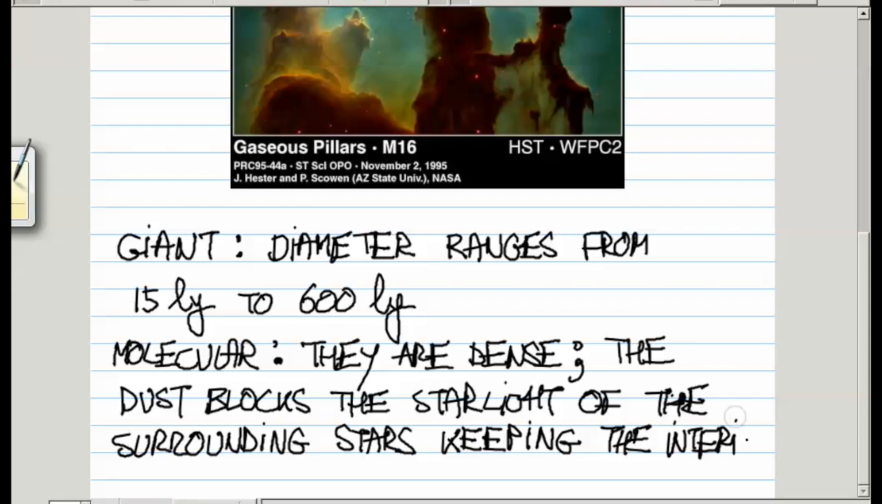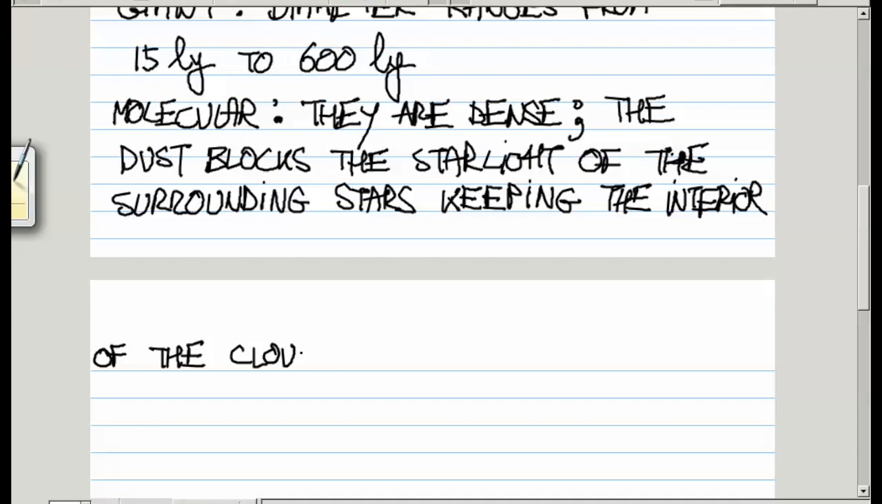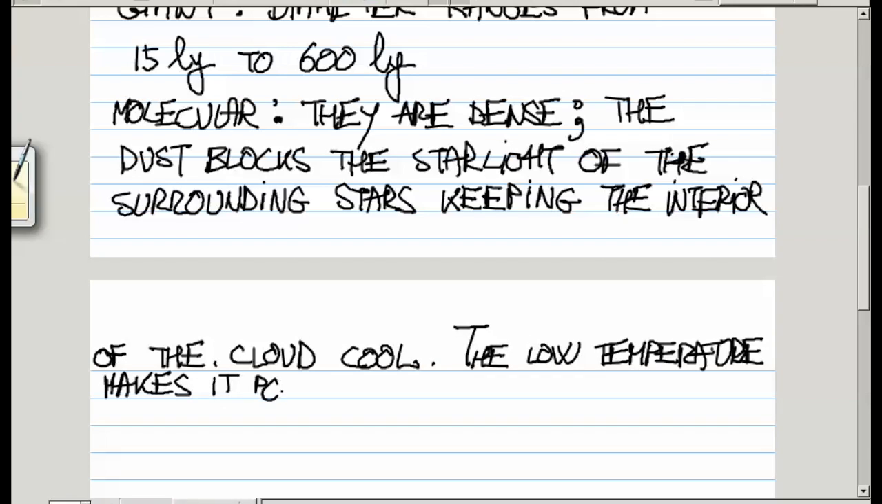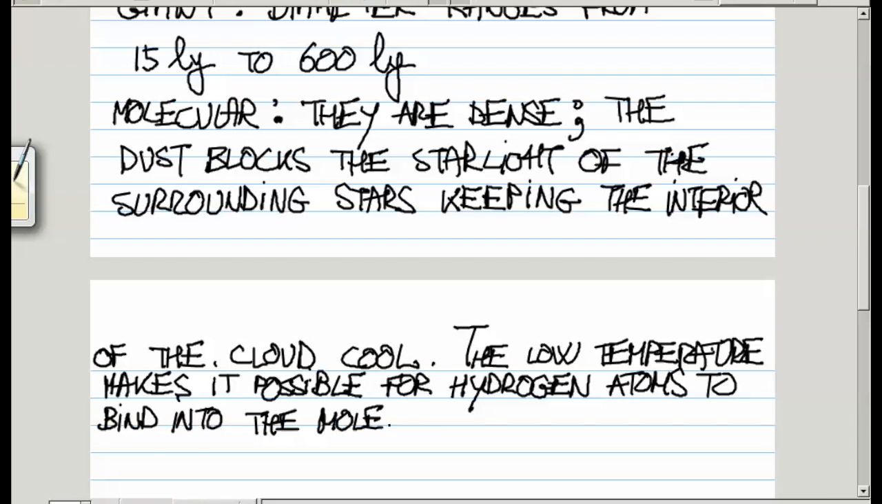Turns out that they are dense enough, and the dust in such a cloud blocks the starlight from surrounding stars, so that the temperature in the interior is cold enough that the hydrogen atoms bind into hydrogen molecules. Okay, so simply the electrical forces manage to combine two hydrogen atoms to form a single entity, a hydrogen molecule, which consists of two hydrogen atoms.